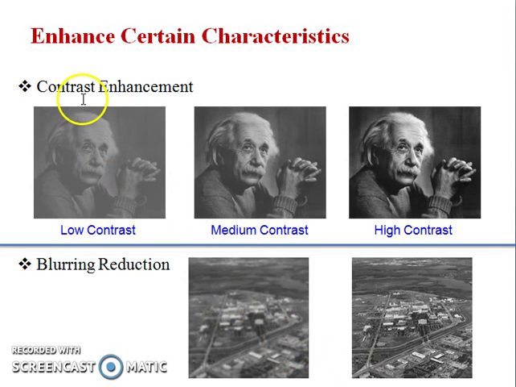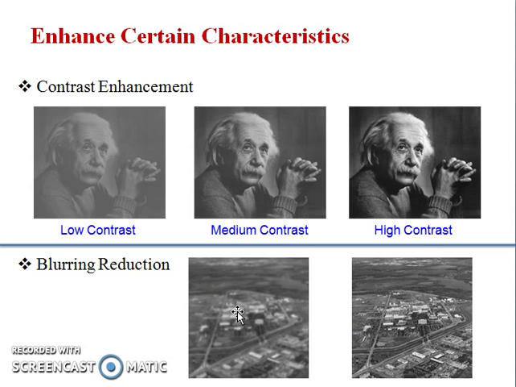Now see, the second is contrast enhancement. In front of you are three images. The leftmost is the low contrast image, the middle one is the medium contrast image, and the third one is the high contrast image. Basically, contrast is the difference between the maximum intensity and the minimum intensity. So by increasing or decreasing the intensity level, you can play with the contrast characteristics of the image. Third is blurring reduction. These are real satellite images of a certain region on the earth.